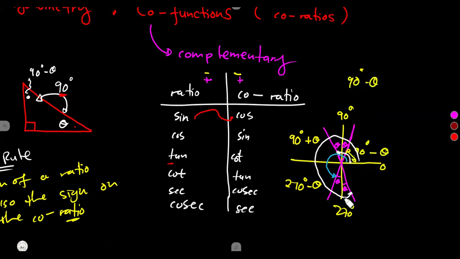So it's included in this 270. So it's 270 degrees plus what? Plus theta, just like that. So these are the angles, how you're supposed to take them.